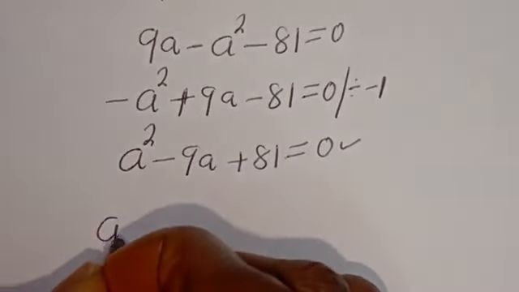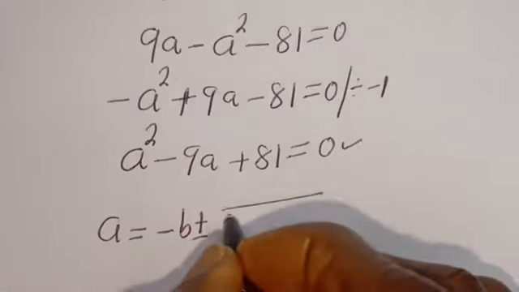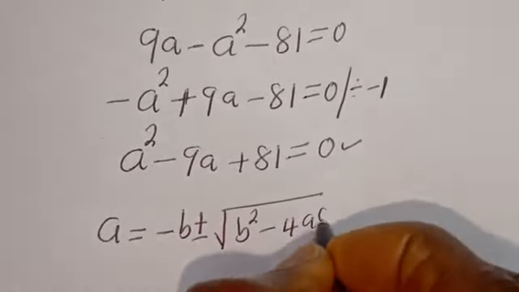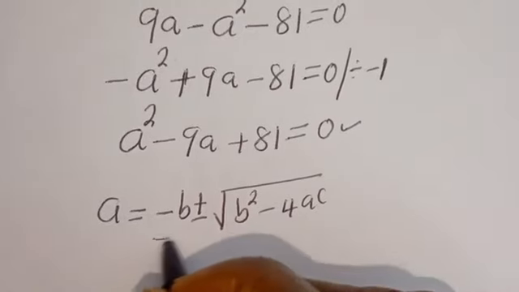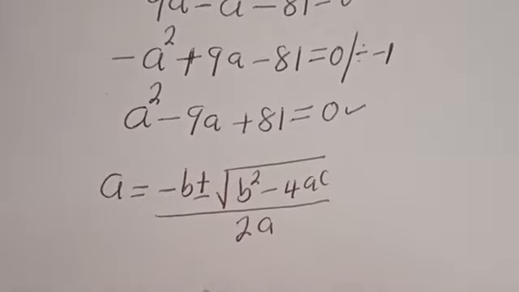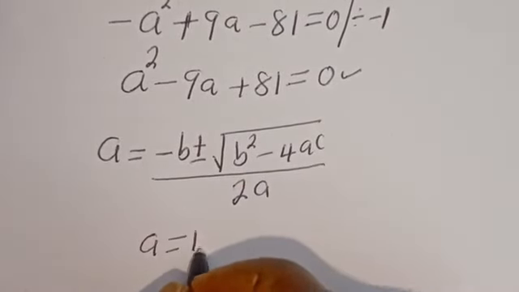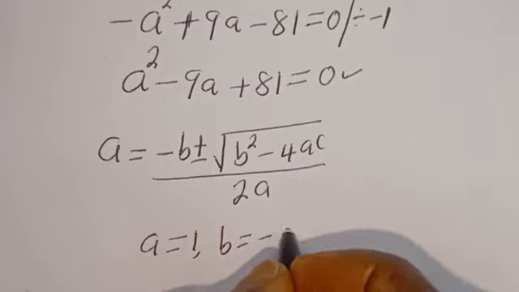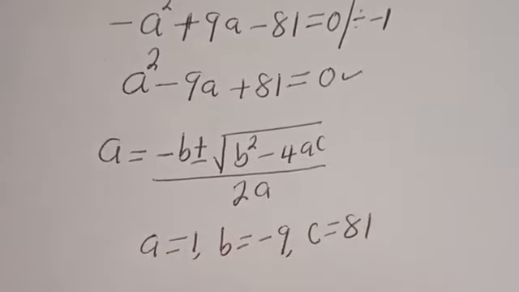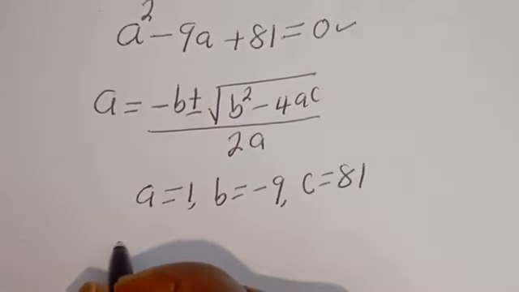We have a is equal to minus b plus or minus square root of b square minus 4ac, which is the discriminant, divided by 2a. And from this equation, a is equal to 1, b is equal to minus 9, c is equal to 81. Let's consider the discriminant here.